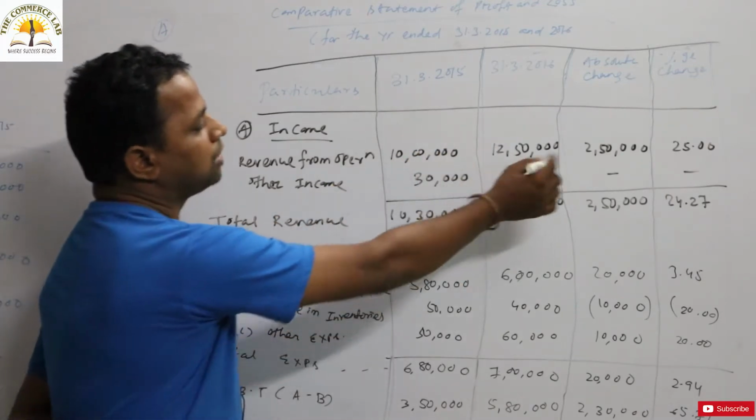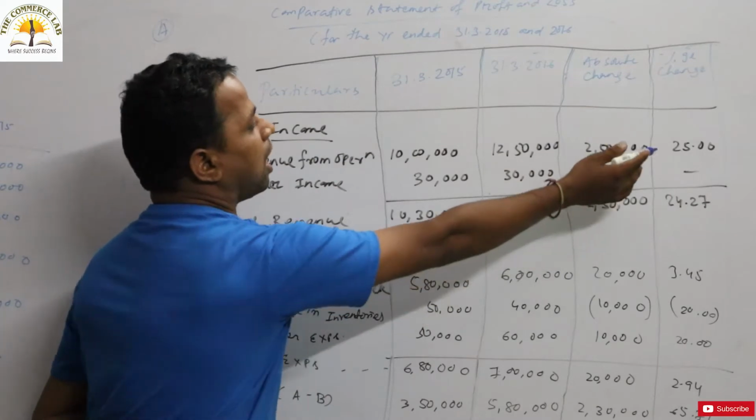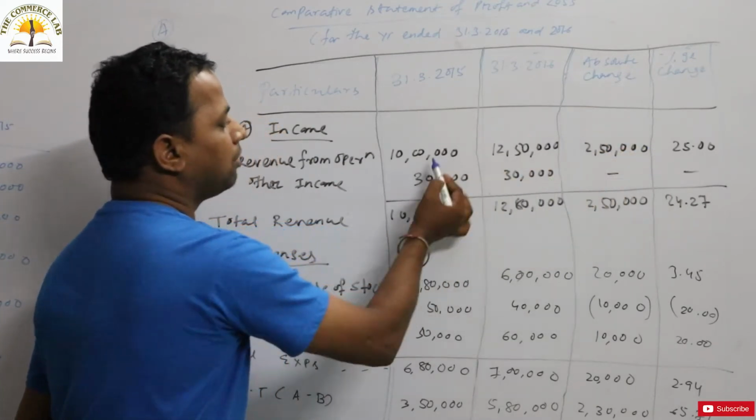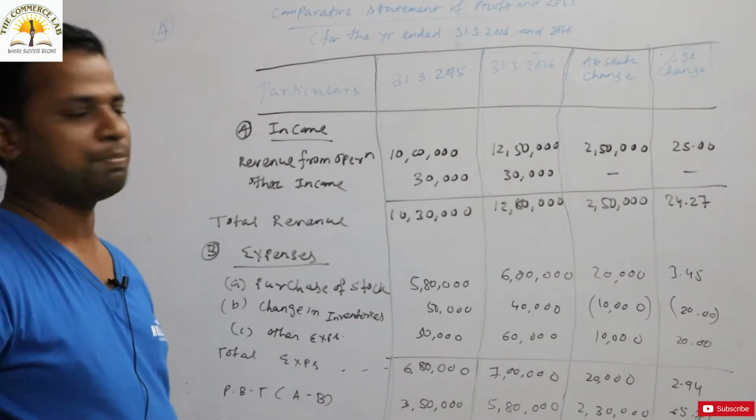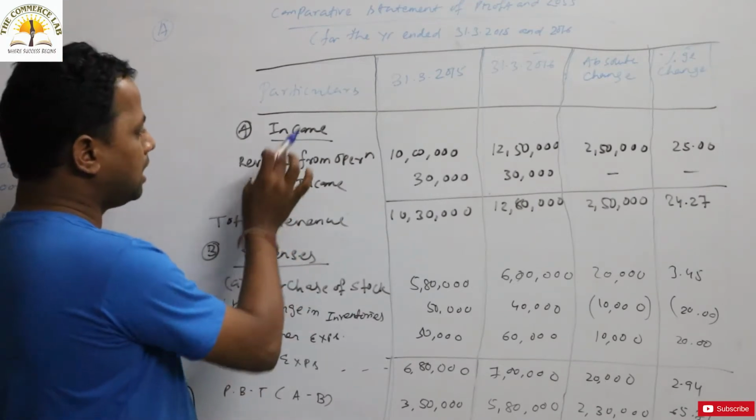The change is 2,50,000, that is the absolute change. How to calculate the percentage? The change by original into 100. That means how much are you getting? 25%. Okay, thereafter, is there any income?